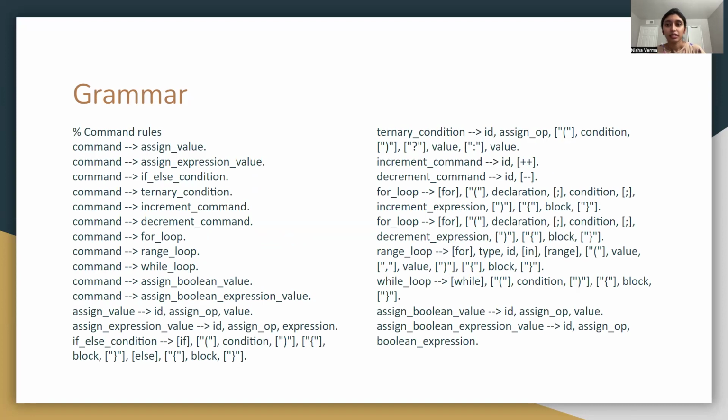Now coming to the next slide. For the command rules, we have rules here for the expression, Boolean, the for loop, range loop, and all the conditions and looping structures. Later the looping structures will be explained by Ansh. Ansh, over to you.